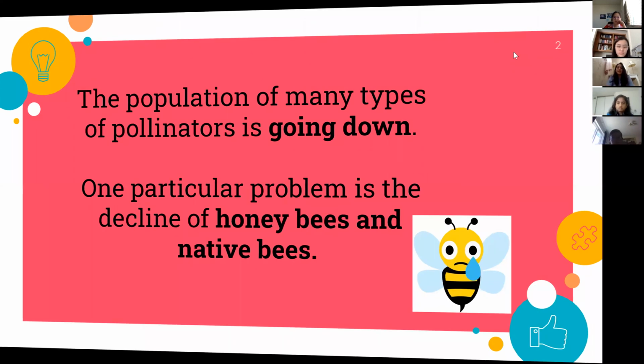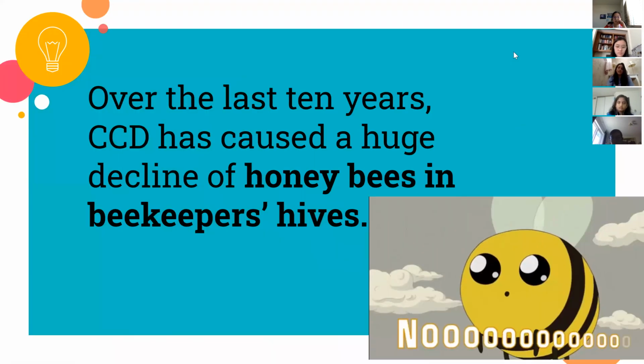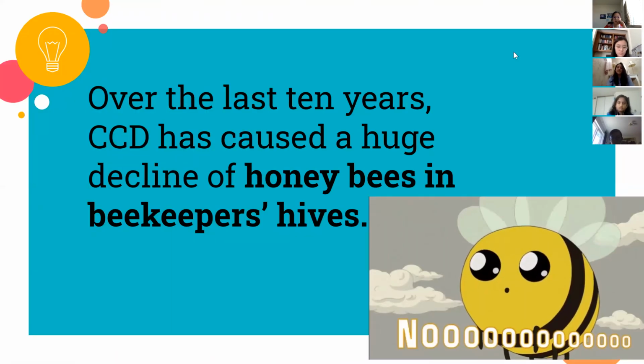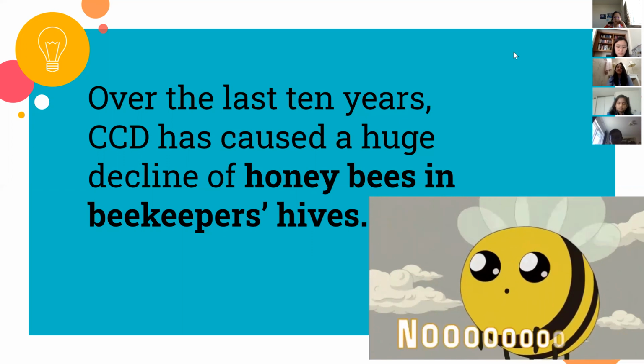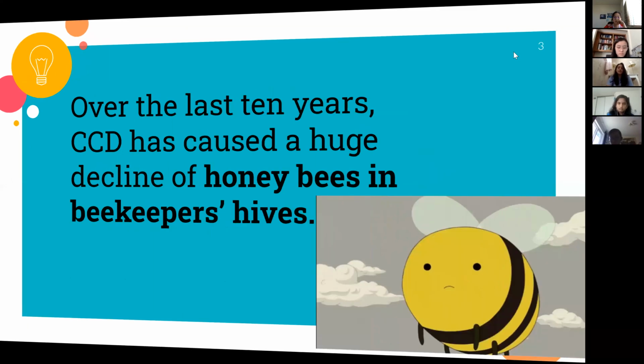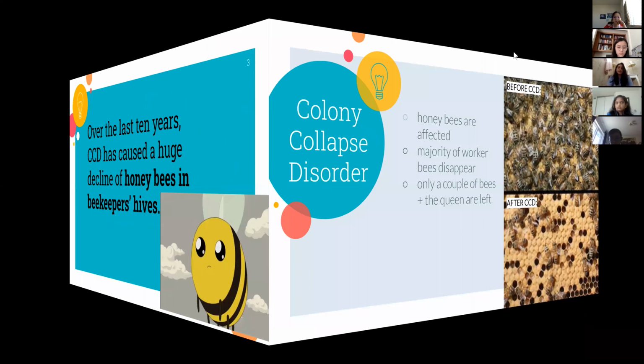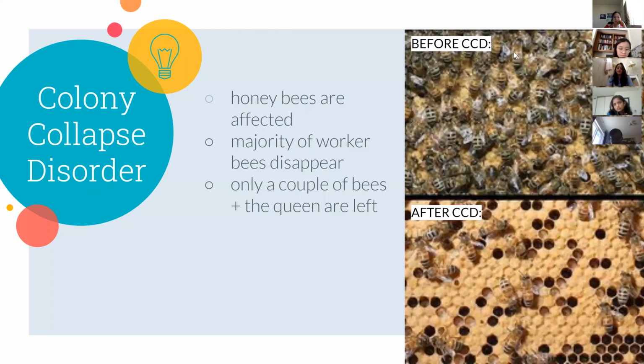So over the last 10 years, colony collapse disorder is a phenomenon that has caused a huge decline of honeybees in beekeepers' hives. Next slide, please. And colony collapse disorder affects mostly honeybees, and it's basically where a majority of worker bees will disappear. Either they will leave the hive or they will die off, and only a couple of the bees plus the queen are left to take care of the young, and this basically causes a lot of the young to die off as well. Next slide, please.